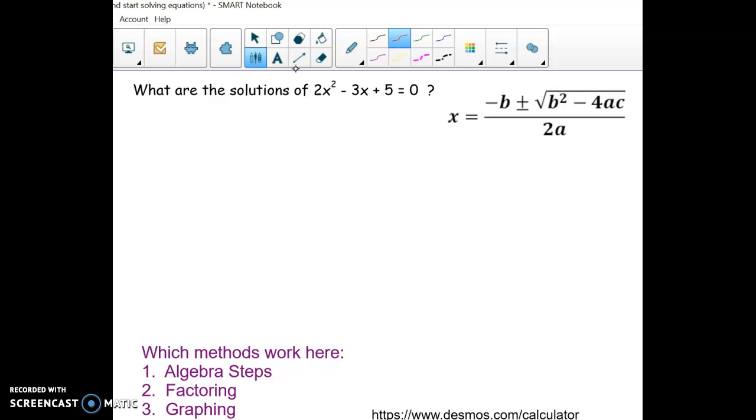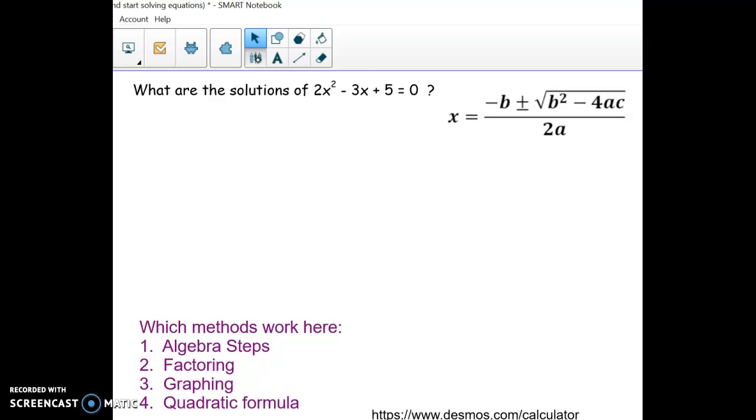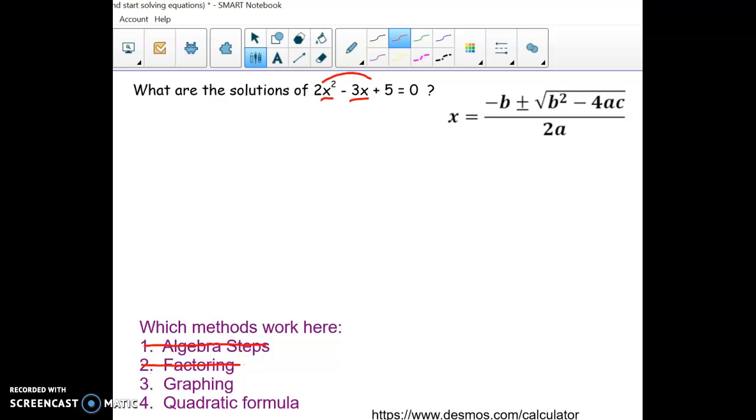Okay. So now we're going to try solving one that's a little bit trickier because now we have both x squared and x. So our algebra steps are out. Okay, we could think about factoring it, but we'd have to do that long factor where we go like 2 times 5 and all that stuff. So I'm going to throw out factoring. Okay, and the graph method is one of my favorites, right? It's just set it to 0 and graph. So I'm going to try that quick here with Desmos.